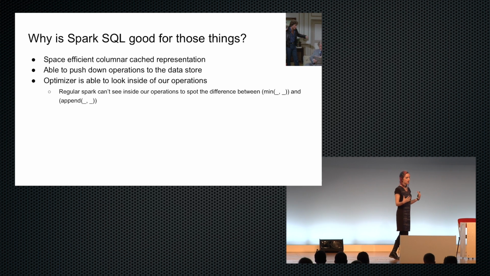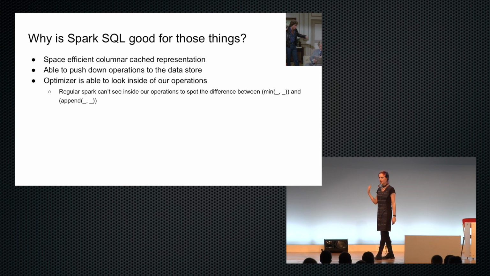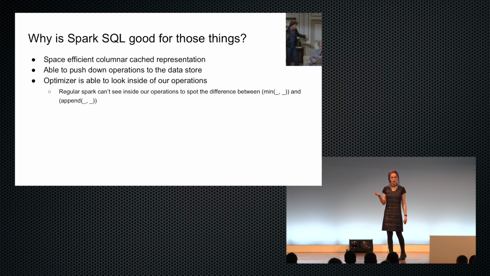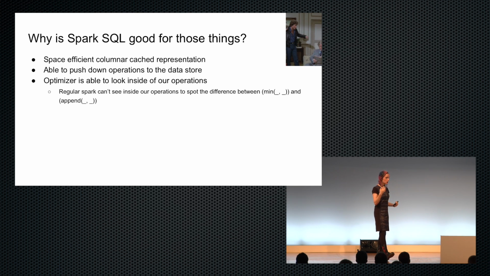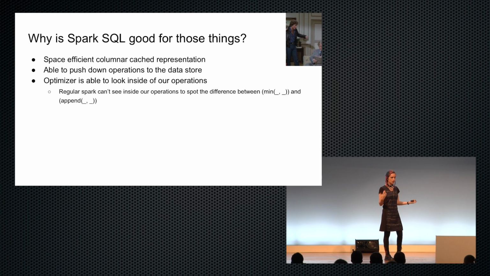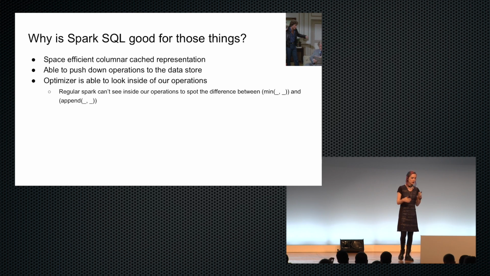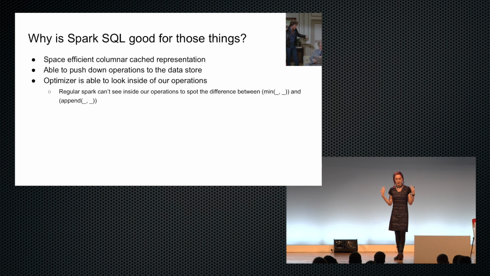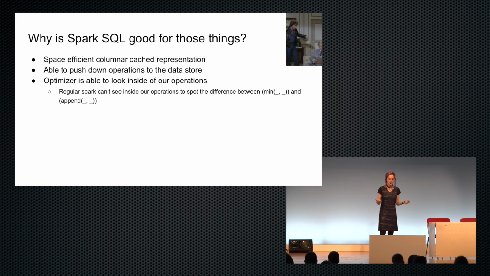Another really awesome thing is the ability to push down operations to the data store level. And we can always do this when we're working with RDDs, but we have to do it ourselves and remember to do it ourselves. And that's a lot of work, and I'm pretty lazy. So if you load your data and then you immediately filter it, there's a good chance that the data store that you're reading from might actually be able to handle that filter more efficiently than Spark can. And with Spark SQL, we don't have to manually think through, is this a filter that I can push down or not? It'll just figure it out for us.